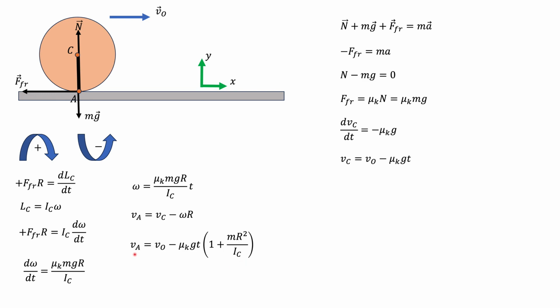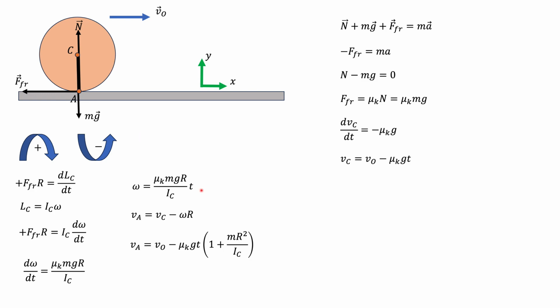You notice what happened? VA is actually starting at V0 at t equals 0, as it should, and then slowly going down in a linear fashion with time, and eventually there's going to be a point when VA is going to become 0, and at that point our kinetic friction is going to become static friction. And we know in this case static friction equals 0, and this object is going to continue moving forward forever with constant velocity.